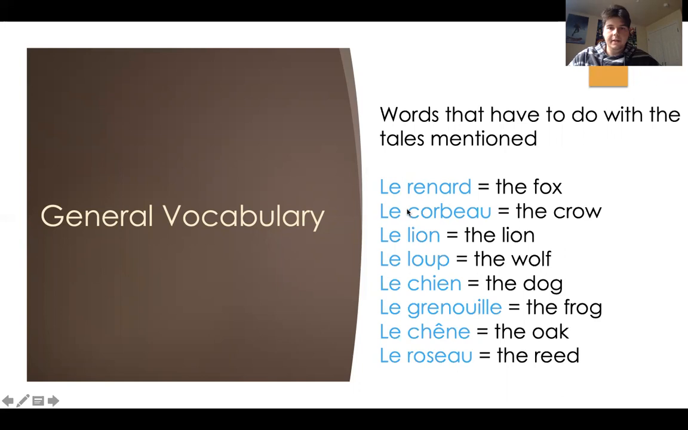So the list real quick: le renard, the fox; le corbeau, the crow or raven; le lion, the lion; le loup, the wolf; le chien, the dog; la grenouille, the frog; le chêne, the oak; le roseau, the reed.